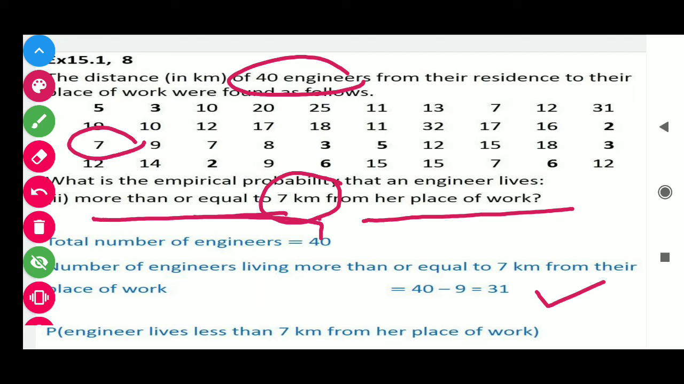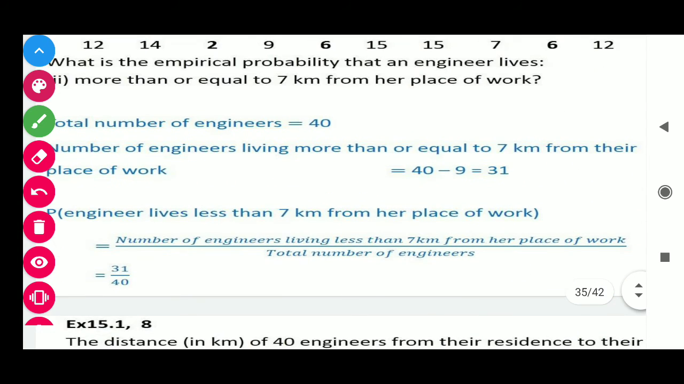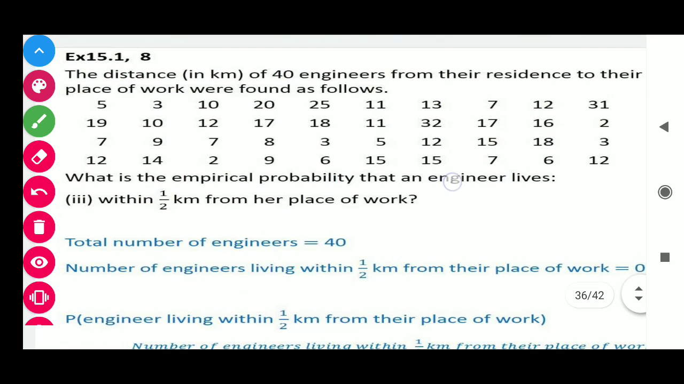You can also count from the given data. So total number of engineers are 40. Number of engineers living more than or equal to 7 kilometers from their place of work are 31 in number. Now here we have the probability of the same. Number of engineers living more than or equal to 7 kilometers from her place of work divided by total number of engineers is equal to 31 over 40. Now students, here we have the third part.